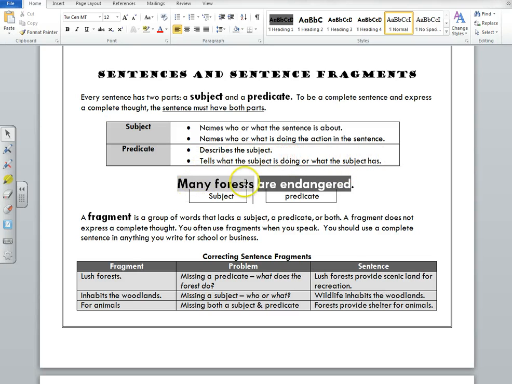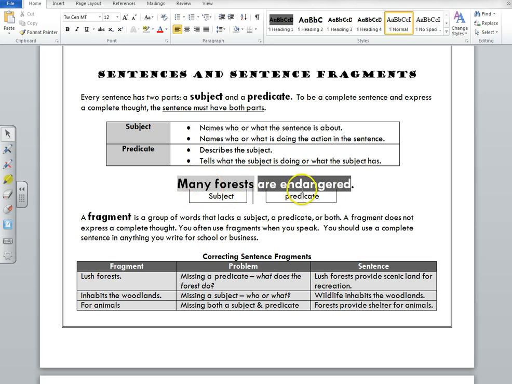So, many forests are endangered. The subject is many forests. The subject is what the sentence is about. The sentence is about forests. And are endangered is our predicate. Are is the verb. Endangered is describing the forest for us, so it describes the subject. So are endangered is your predicate.